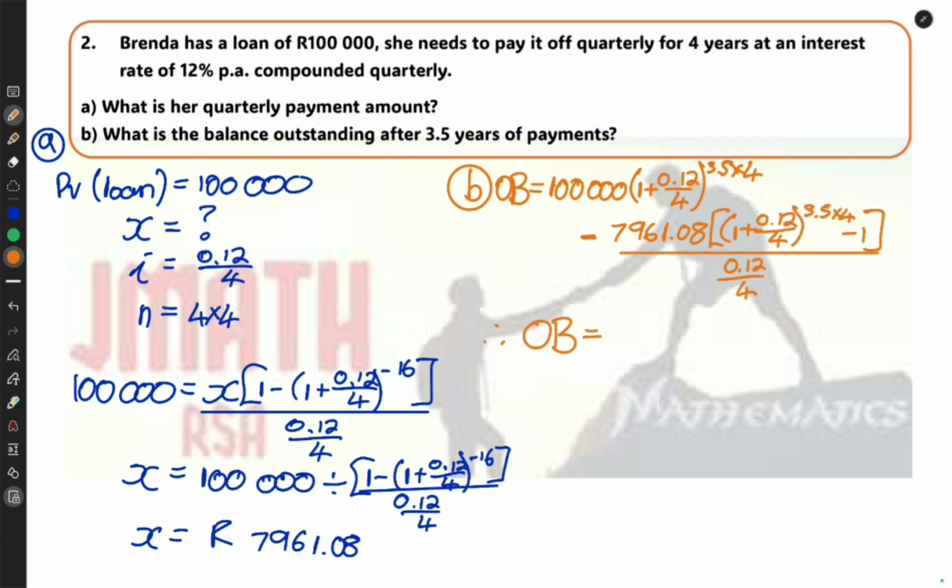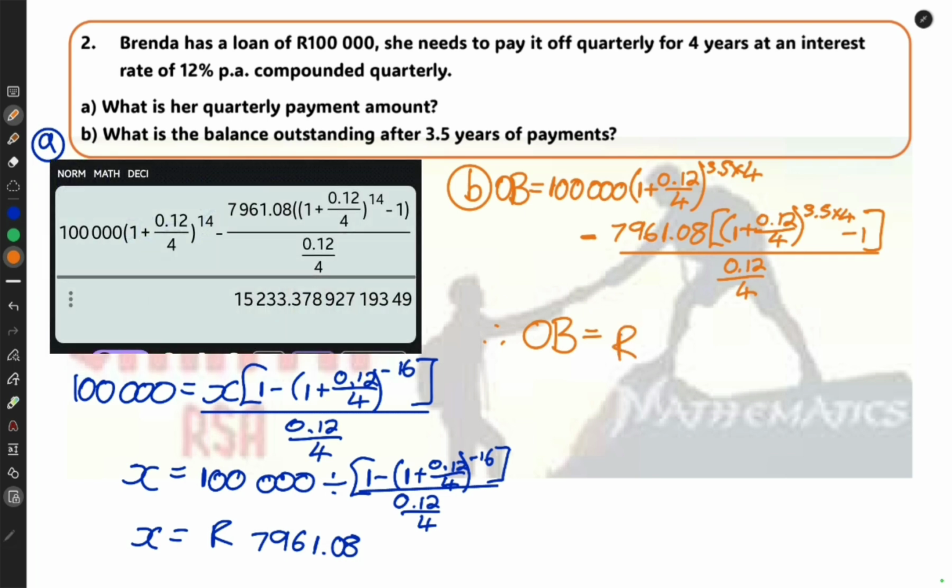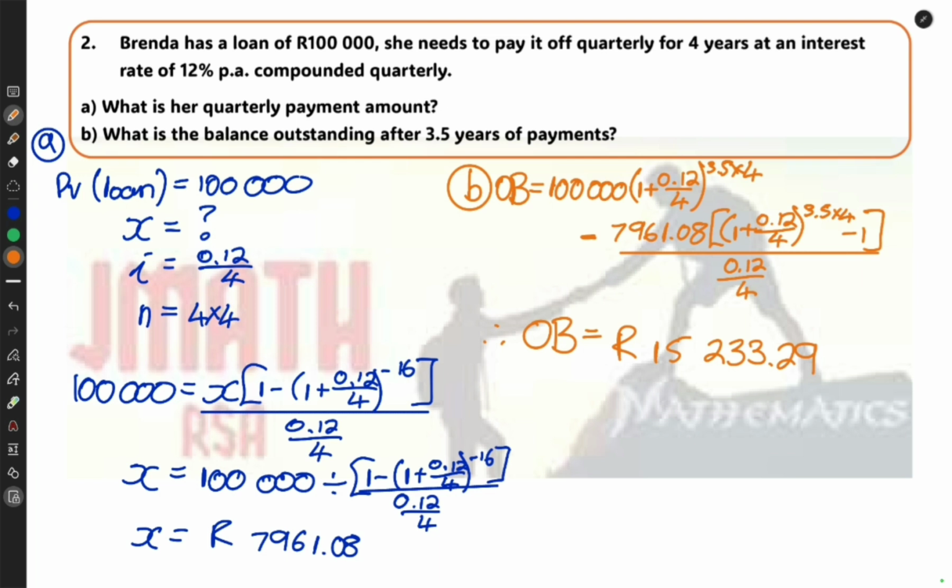Okay, so once again, you can type in each one separately to just write down the answer. So just to save time, I'm just going to type in all of that in the calculator, and it tells me the answer is then 15,233.29. So remember, she's paying quarterly, and she's almost paying 8,000 each quarter. So at 3.5 years, she just has 2 quarters more to pay. So this checks out. So it's going to be just less than 16,000 that she needs to pay to cover this loan. Okay, guys, that was outstanding balance.